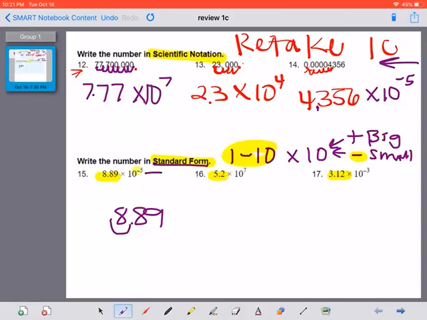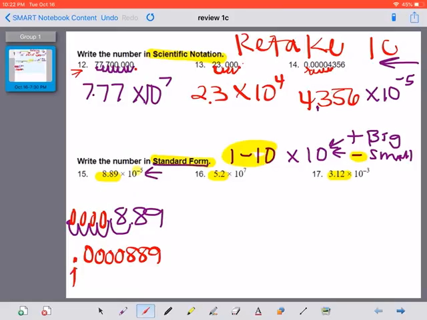We're going to the left. 1, 2, 3, 4, 5 times. That's where our decimal is. And every time we have a loop, we're going to fill it in with a 0. So we had 4 zeros. We had 0.0000889. If you want to rewrite it, you can. Our decimal is only here. We are done with the decimal there.